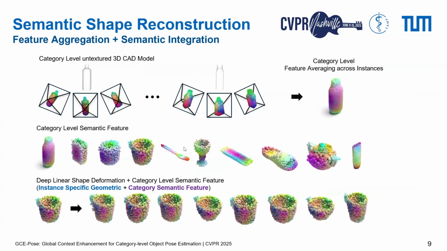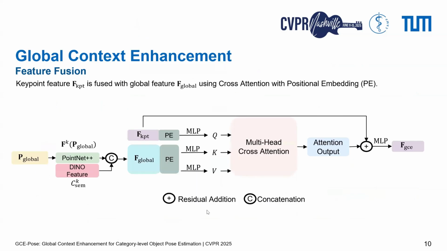Here's some visualization of our semantic shape reconstruction and different category-level semantic features. We can see that with the deep linear shape deformation, we have instance-specific geometry, while we maintain the consistency of our semantic feature across different instances in the category.